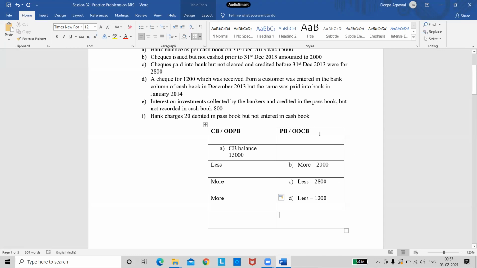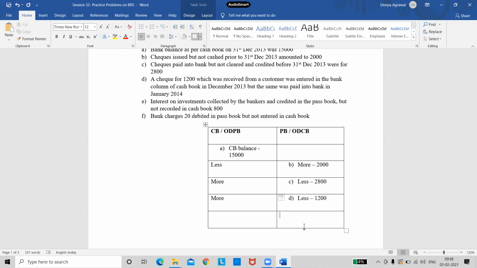So we will write all the transactions with all the amounts in the passbook column. If the question gives the passbook balance, we have to find out the cash book, so we write everything in the cash column. If they give cash, we need to write in the passbook. And you have to analyze which book's balance will be more or less. That is the analysis part.